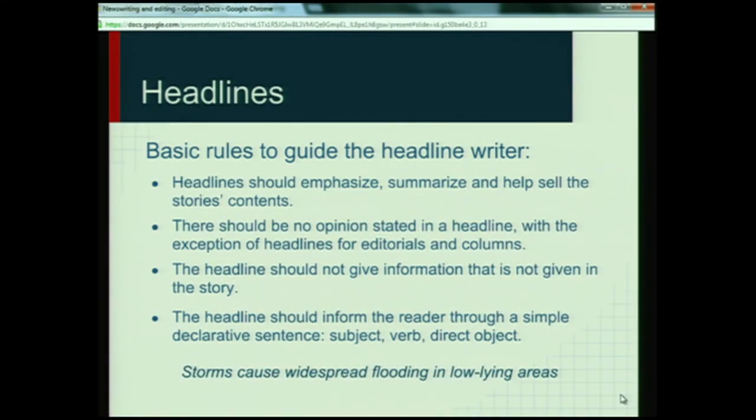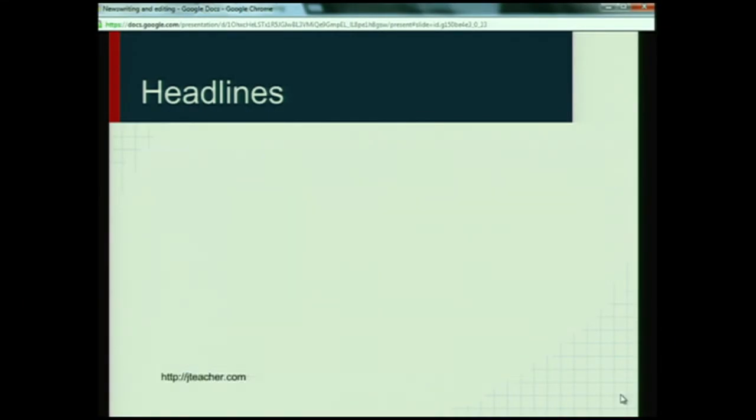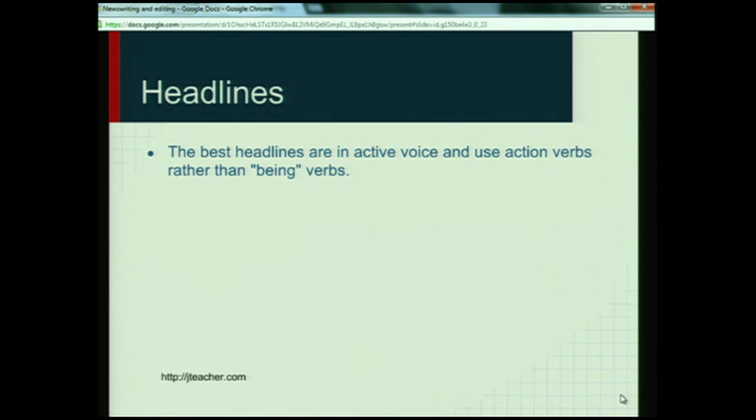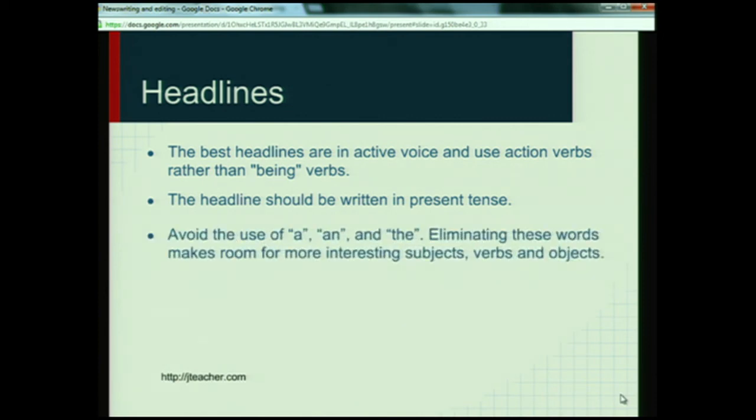Okay, we'll get to that in a minute, too, about headlines. So the best headlines are in active voice, using active verbs instead of being verbs. It should be written in present tense. And that's hard for students to do. They want to write in the past tense because it happened. Okay, but present tense, avoid using a, an, and the.